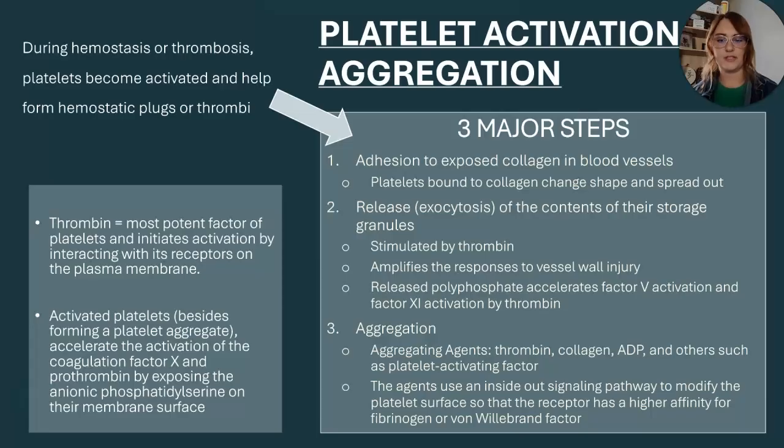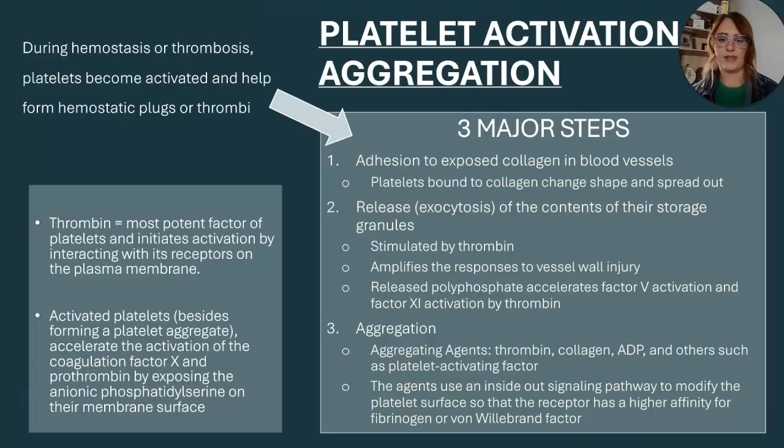In the last major step, we see aggregation. The aggregating agents, or thrombin, collagen, ADP, and others, such as the platelet activating factor, use an inside-out signaling pathway to modify the platelet surface. This happens so the receptor has a higher affinity for fibrinogen or the von Willebrand factor.